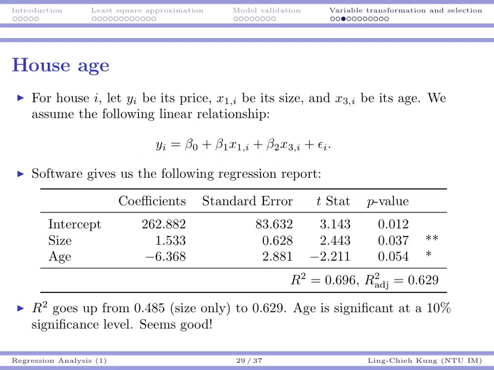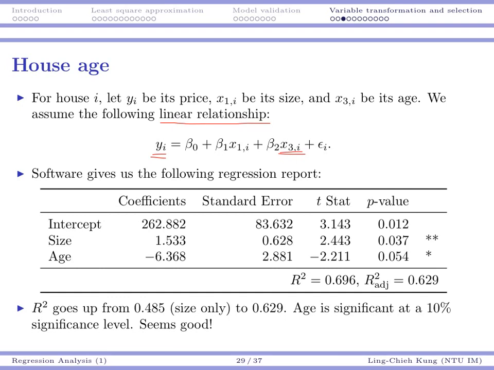Here we still assume that it's a linear relationship. That means we think x3i has a linear impact on yi in this linear equation. We want to estimate beta 0, beta 1, and beta 2. Okay, so a typical regression work. Software would give us the following table. So what does that mean?